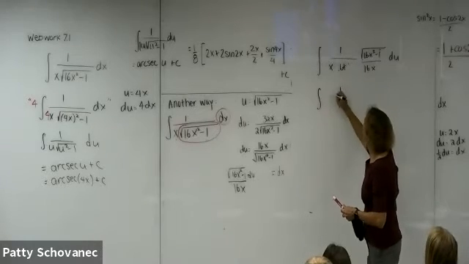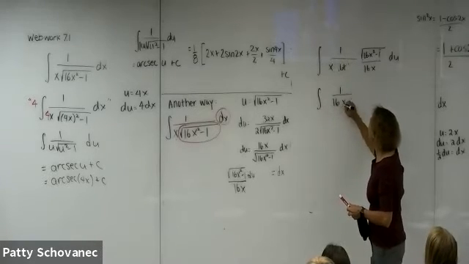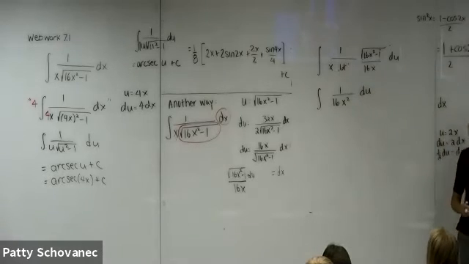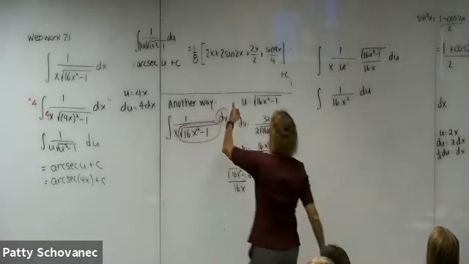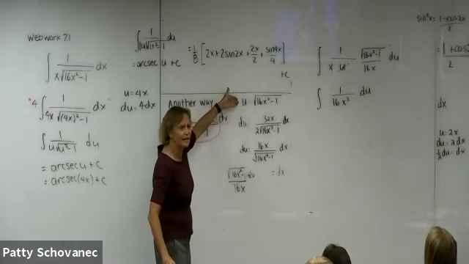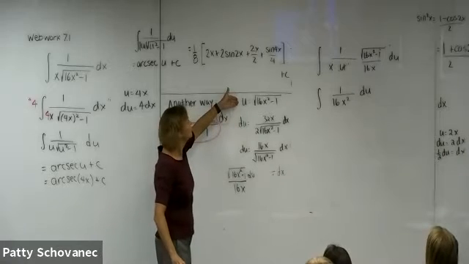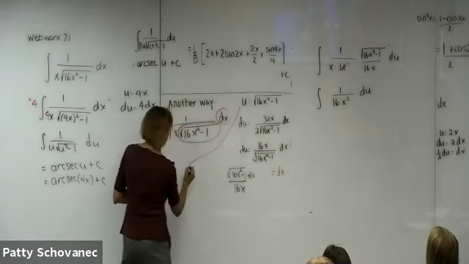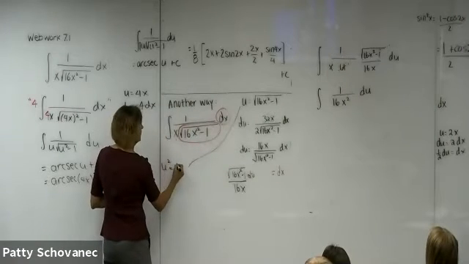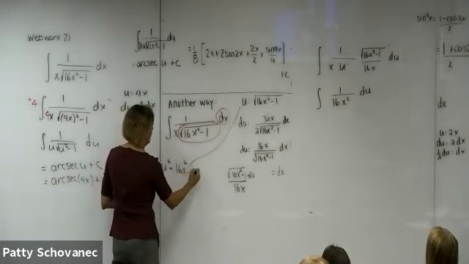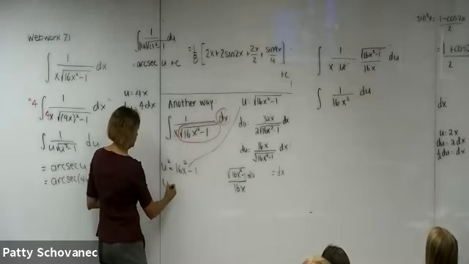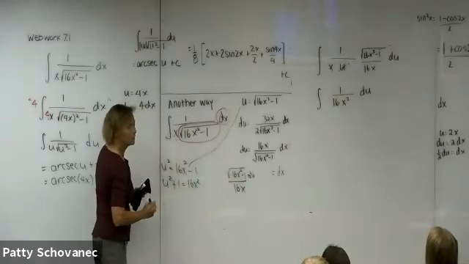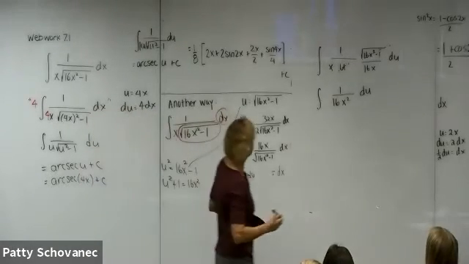Well, I got my variables all mixed together, so I can't integrate that with respect to u. So I'm going to go back here and solve this for 16x squared. So I square both sides. u squared is 16x squared minus 1. So u squared plus 1 is the 16x squared. Now I have the arctangent integral.